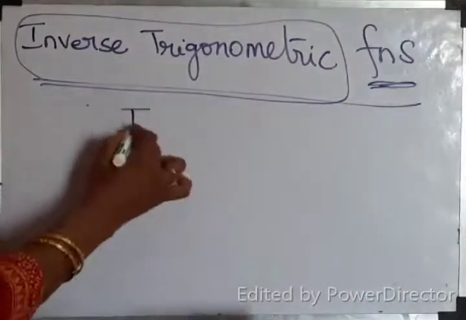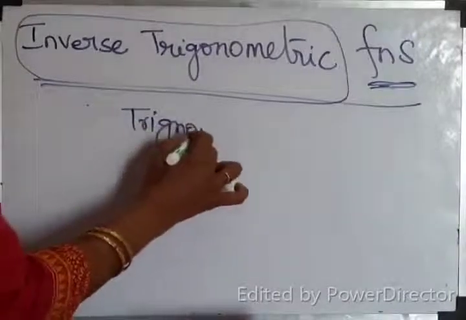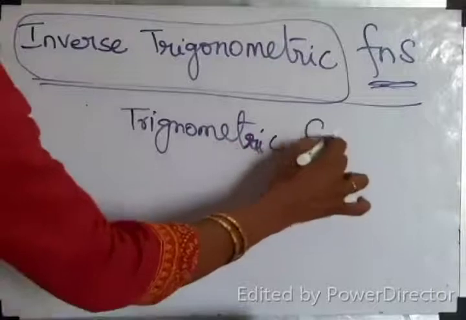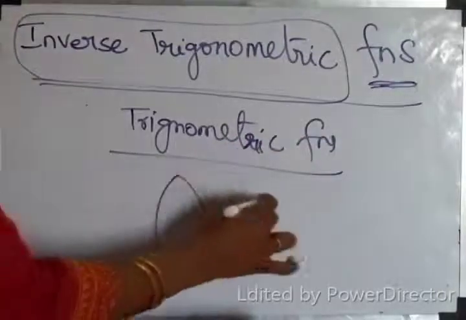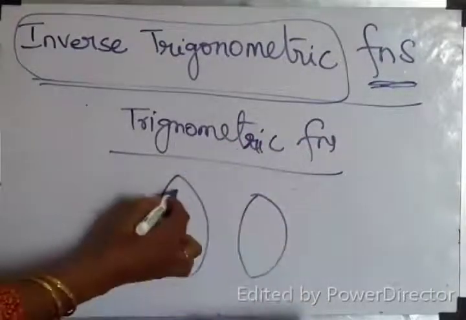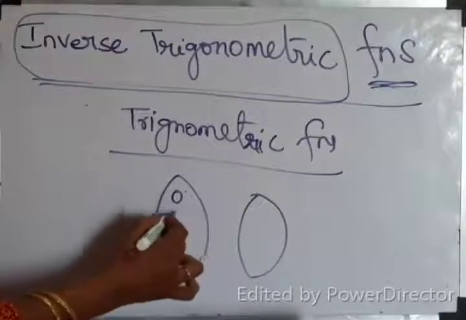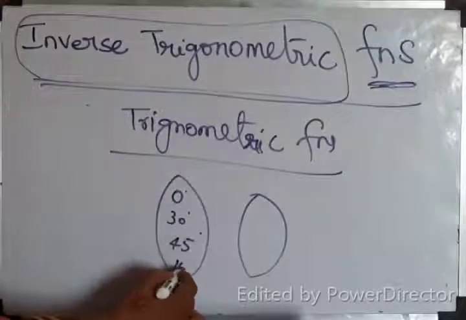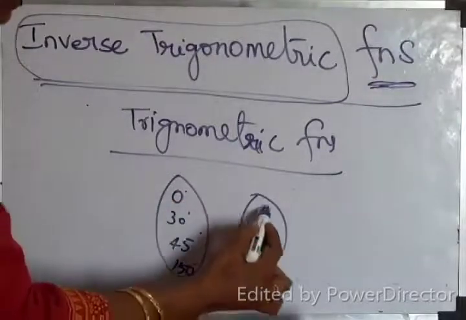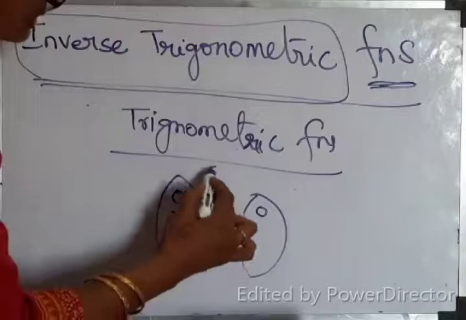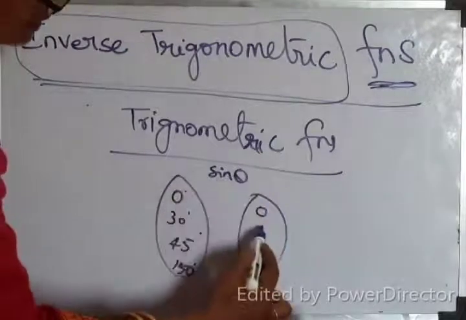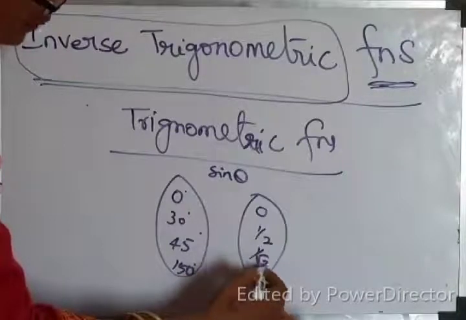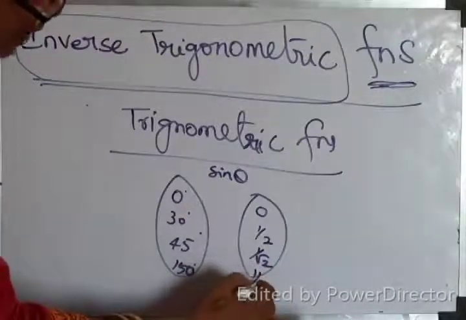Now first listen, trigonometric function. This is sin theta. For 0 degree, 30 degree, 45 degree, 150 degree: for 0 degree, it is 0. This is the sin theta curve, okay? For 30 degree, half. 45 degree, 1 by root 2. For 150 degree also half.